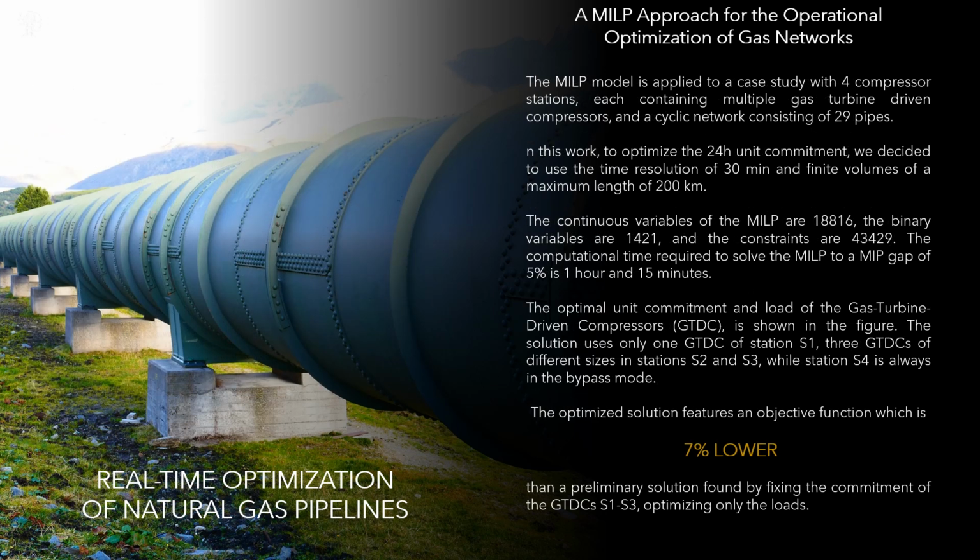The MILP model is applied to a case study with 4 compressor stations, each containing multiple gas turbine-driven compressors, and a cyclic network consisting of 29 pipes. In this case, the MILP model was used to optimize the 24 hours of unit commitment, with time resolution of 30 minutes, and sections of a maximum length of 200 kilometers. The continuous variables of the MILP are 18,816, the binary variables are 1,421, and the constraints are 43,429.